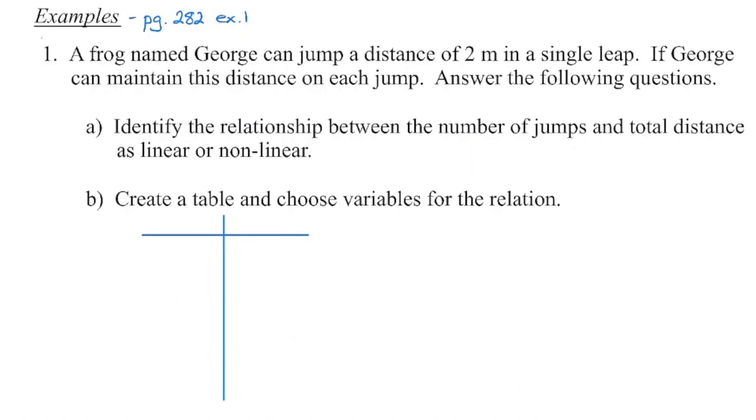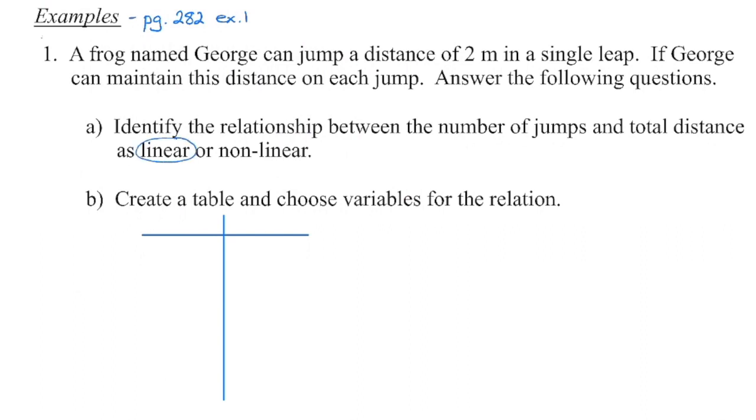We have a frog named George in our first example, and George can jump a distance of 2 meters in a single leap. If he can maintain this distance on each jump, then we're going to first of all identify, is the relationship between the number of jumps and the total distance going to be linear or nonlinear? Well, if George is going to maintain that distance, so we're assuming he's not going to get tired, and we're also assuming he's not going to be jumping continuously, he's going to be jumping 2 meters every time. So every jump, he's increasing his distance by 2 meters. That's this constant rate of increase, which makes that a linear relationship.